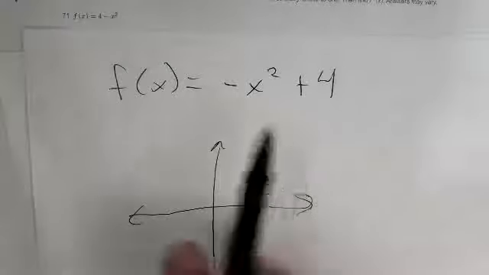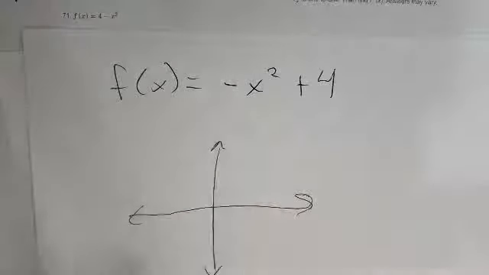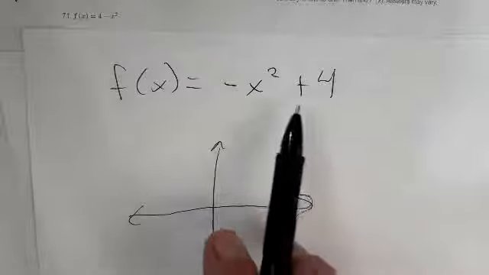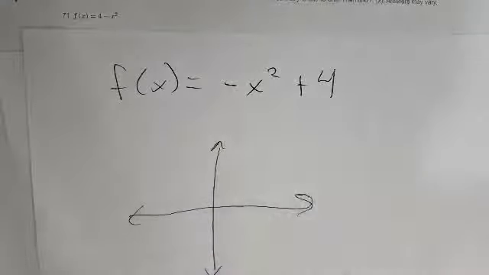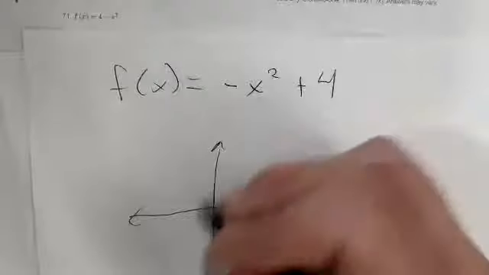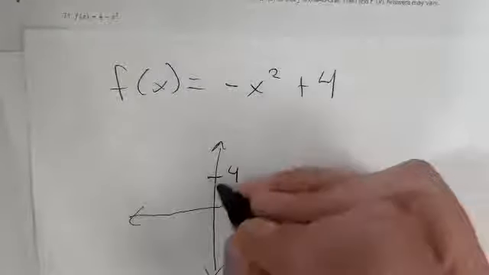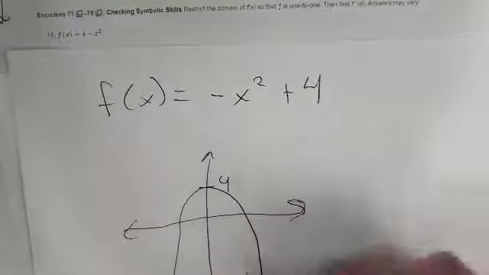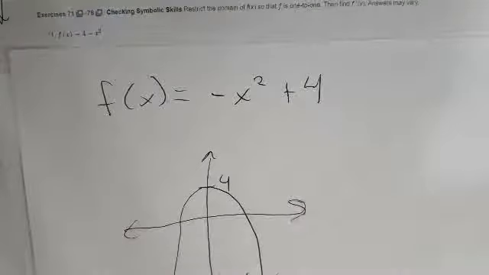Inverse parabola. So we're going to flip the parabola upside down, and then move it up 4, or raise it up 4. So it is flipped, and it is raised up 4. I'm thinking this is what my graph looks like.